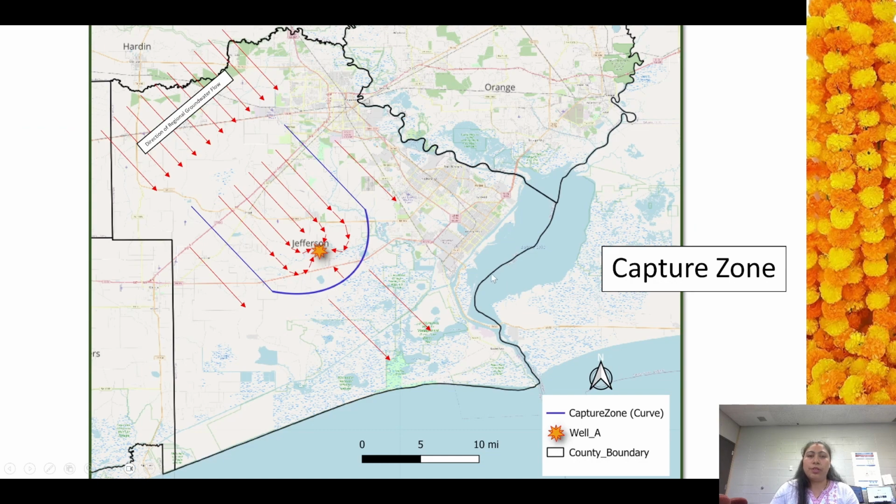So those values, the coordinates obtained, x and y divide, and the x value corresponding to the y divide, were plotted in QGIS. This is our well A, which is in Jefferson County, and this is the curve of the capture zone that we got. The water flowing in the natural gradient is in this direction, but due to the construction of the well here, it captures all the water inside this curve, and the water flowing outside of this curve will flow naturally towards the Gulf of Mexico.